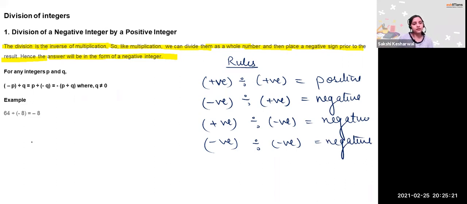So over here, you see this. You follow the rule. If I say 64 divided by minus 8, right? So this is equal to what? What will be your answer? Positive divided by negative, so it's negative. So 64 divided by 8 will be what? 8. That's it. You divide the whole numbers and put the sign. That's it.